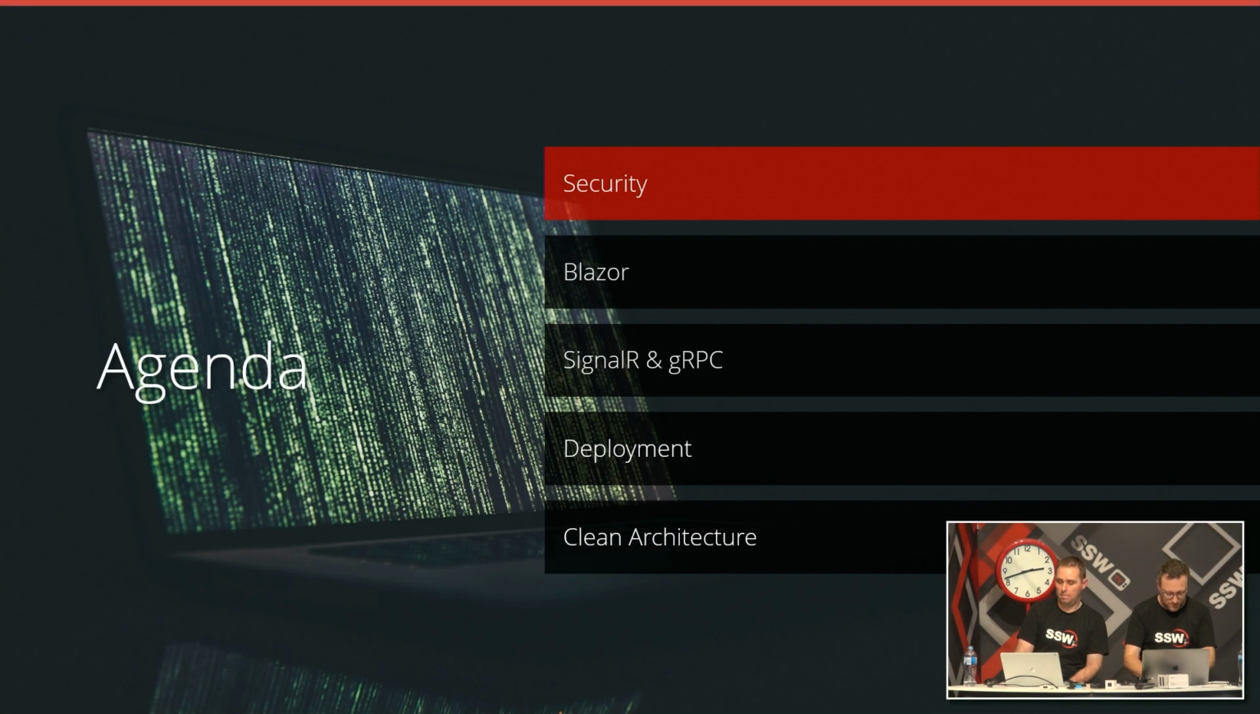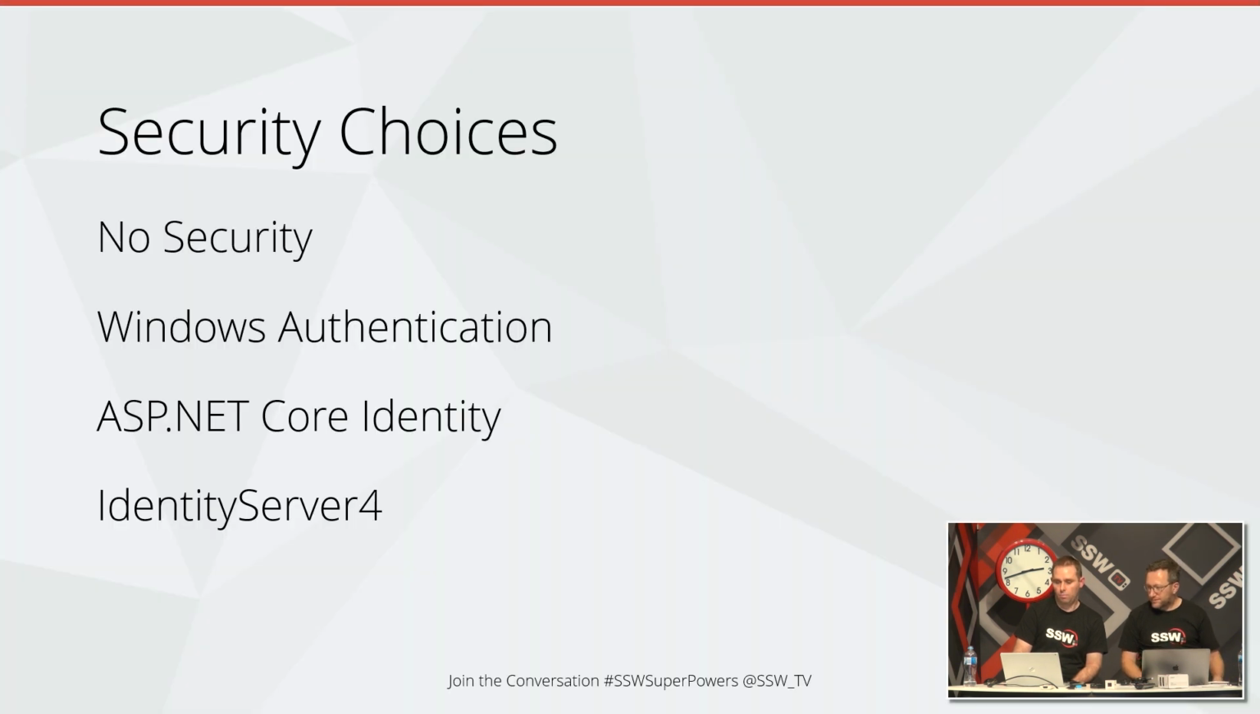Now we're going to have a talk about security. So Brendan and I will both do this one. With ASP.NET Core or .NET Core in general, there's 4 security choices. So there's no security, obviously. If you don't require security for your application, that would be the default choice. Then there's Windows Authentication, ASP.NET Core Identity, and Identity Server 4.